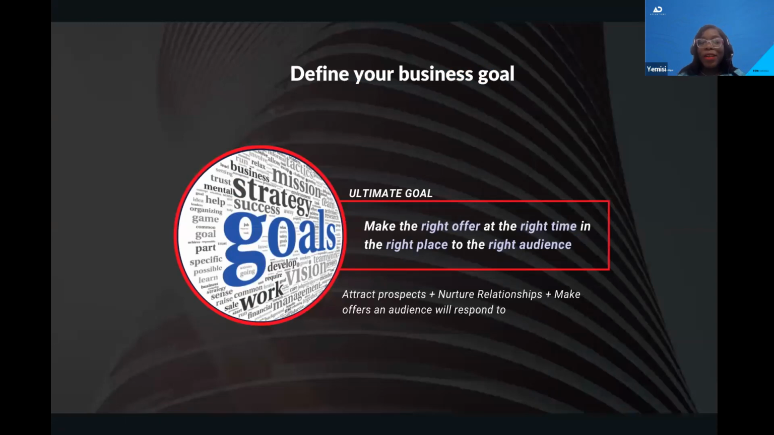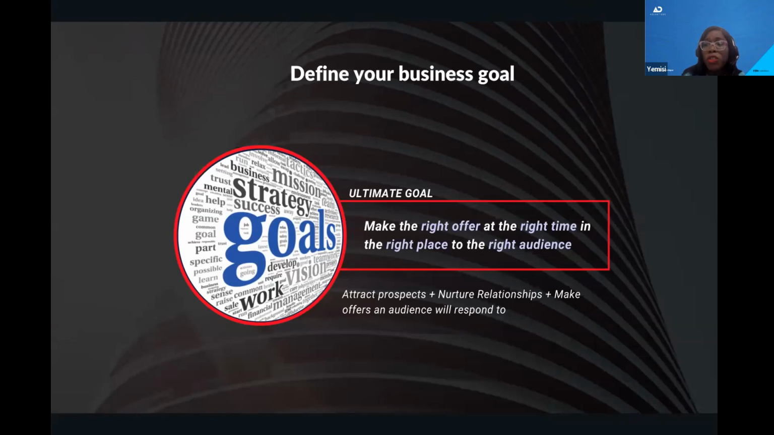So, as I said earlier, it all starts with your business goal. And at the core of it, our ultimate goal is to make the right offer at the right time, in the right place, to the right audience. Whatever your business goal might be, a lot of people are so concerned with making money. Making money is a strategic effort that requires you setting up that goal first.